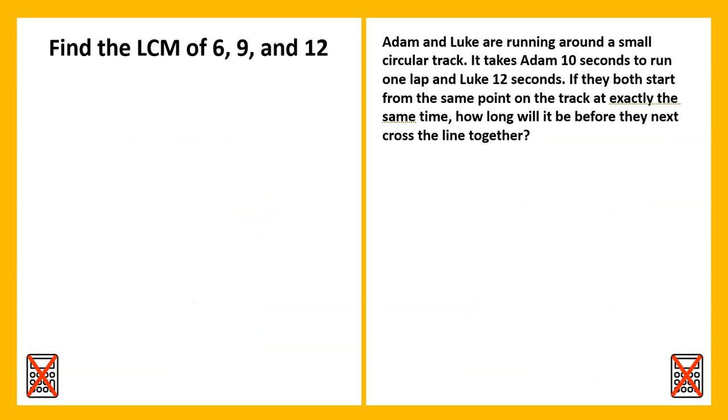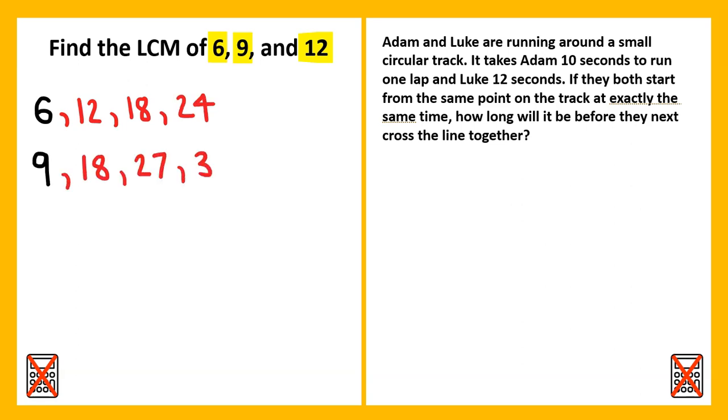On to the intermediate questions with a slight increase in difficulty. It is possible to find the lowest common multiple of more than two numbers. In this example, you can see we have 6, 9 and 12. Starting with some multiples for 6: 12, 18, 24. Doing the same for 9: 18, 27, 36.